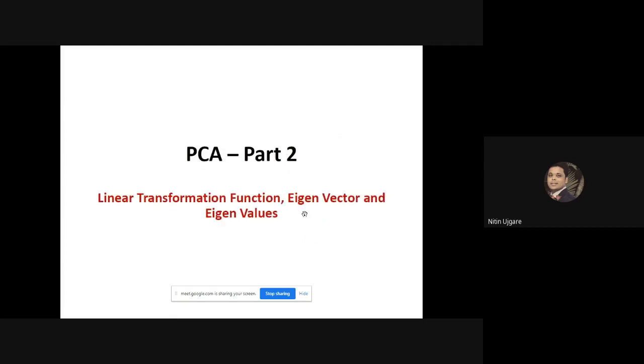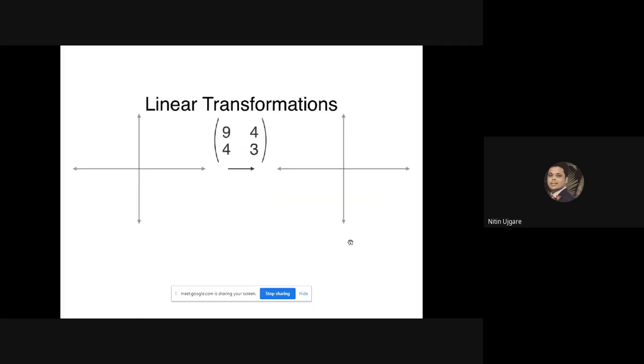Okay, so now let's proceed to the second part of this presentation, in which we are going to see what is the linear transformation function. Linear transformation is the function which transforms the high dimensional input instance space to lower dimensional input instance space. So it is basically a function of transformation. Then eigenvectors and eigenvalues. So let's say that this is the linear transformation function, which enables us to transform this high dimensional hyperplane to a lower dimensional hyperplane.